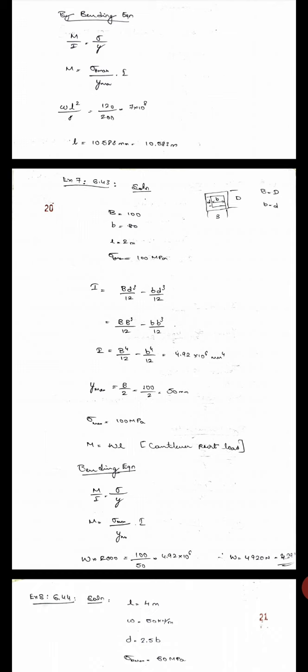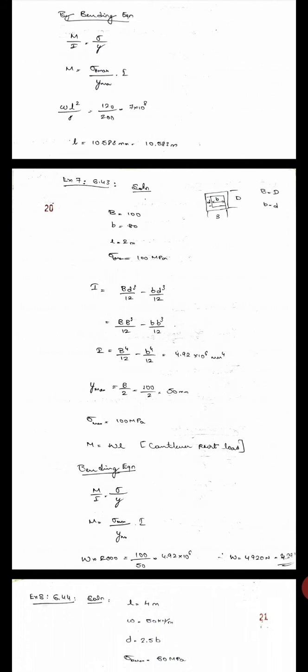we can calculate I for the square section as capital BD cube upon 12 minus small bd cube by 12. Since B and D are the same, it becomes capital B raised to 4 by 12 minus small b raised to 4 by 12. Substituting values of capital B as 100 and small b as 80, we get 4.9 into 10 raised to 6 mm raised to 4.